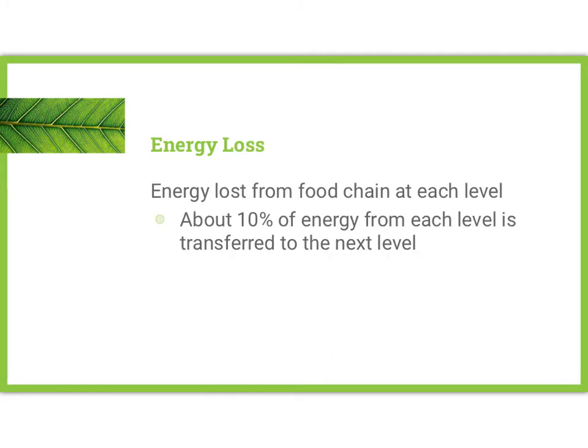Energy is lost from the food chain at each level. You did see in our previous slide that there were arrows coming out the side. About 10% of the energy from each level is transferred to the level above. Okay, now why?